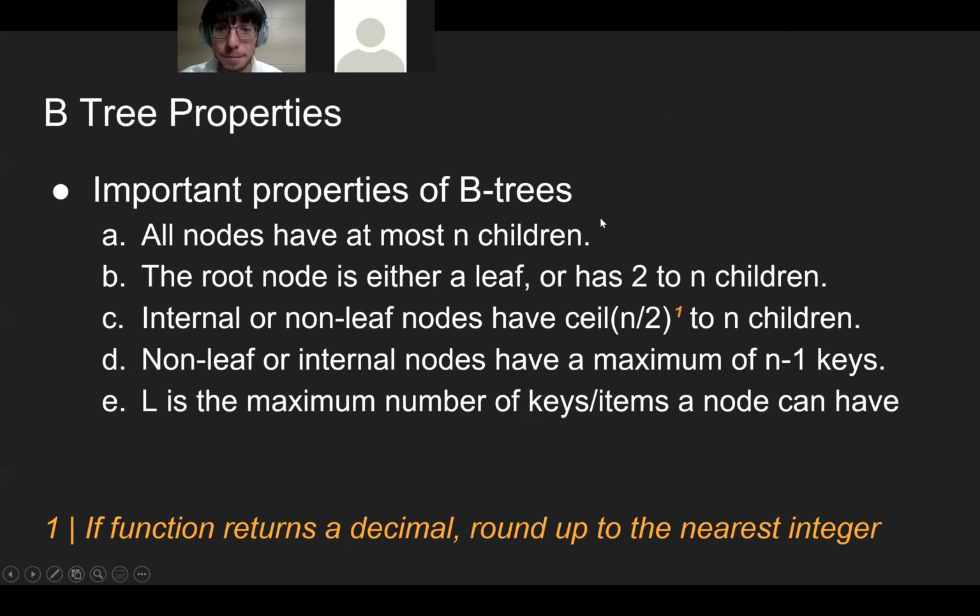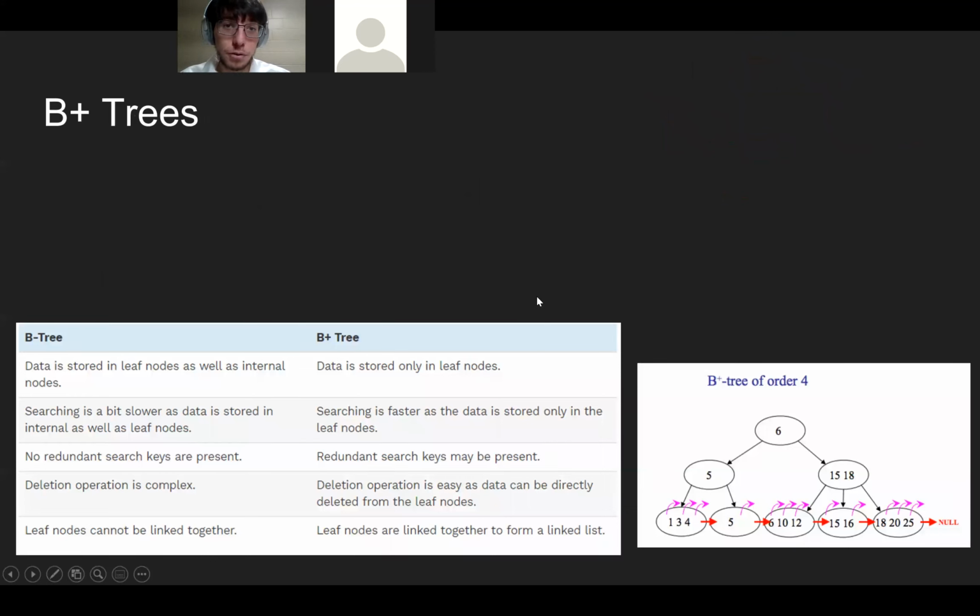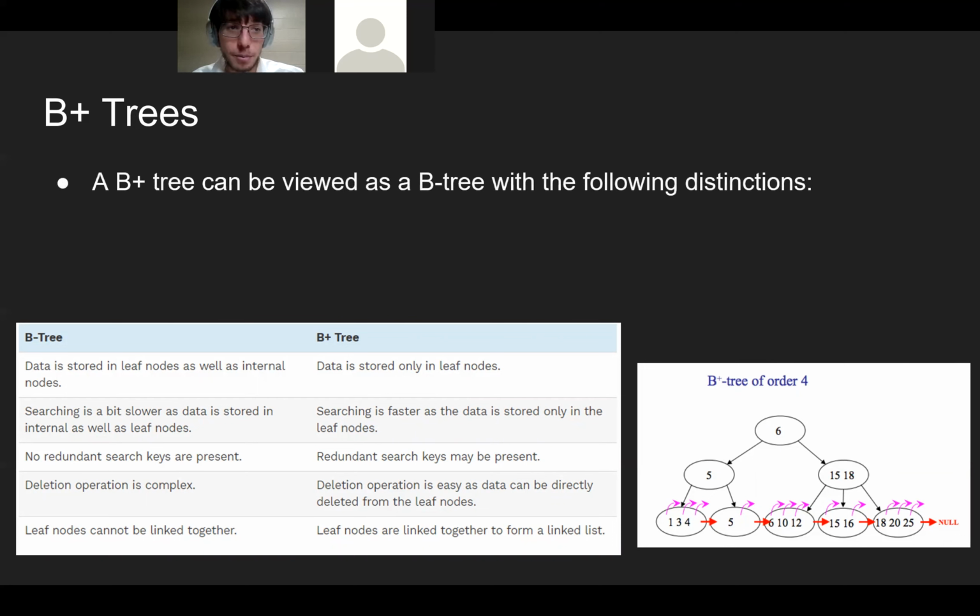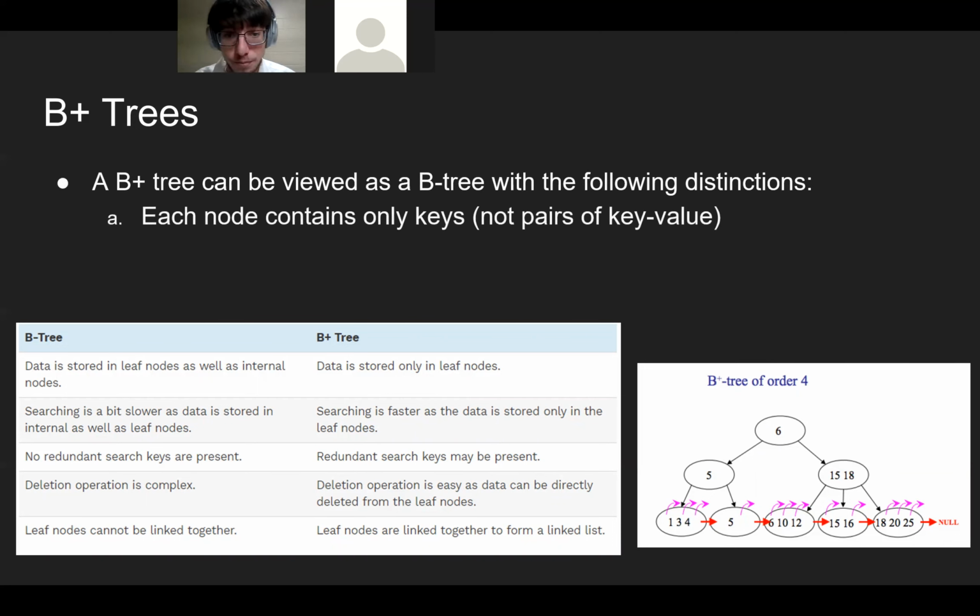And moving on, we look at B plus trees. B plus trees are very similar to B trees. We'll see why, because a B plus tree is just a B tree, but with the following rules. Each node contains only keys and not pairs of key values. And all data is stored in the leaves.